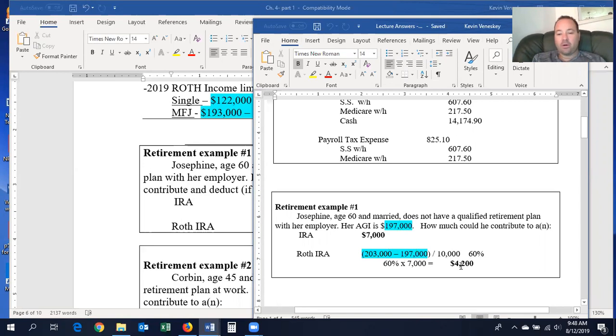Now I want to make a note on this. She could not put in both $7,000 and $4,200. When you have an IRA, you can only put in $7,000 for both. The total is $7,000. You can't put away $14,000, for example, 7 into one and 7 in the other. So she could put away $4,200 into her Roth if she felt like it, and then whatever was left into the IRA. As there are no restrictions for the IRA in this case, she could put away an extra $2,800 into her IRA, just as long as she's under that $7,000 max.